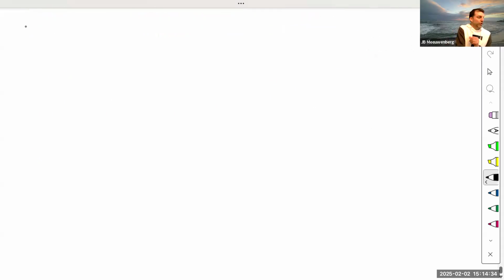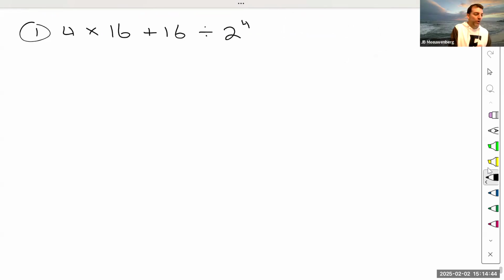So the first one we'll look at is 4 times 16 plus 16 divided by 2 to the 4th. So what I want you to do here is just follow along with me on this one, and then we'll give you several to try on your own. So I'm going to go off to the side. I'm going to write grouping, exponents, multiply, divide, add and subtract. This is like a checklist for as I go through this one.